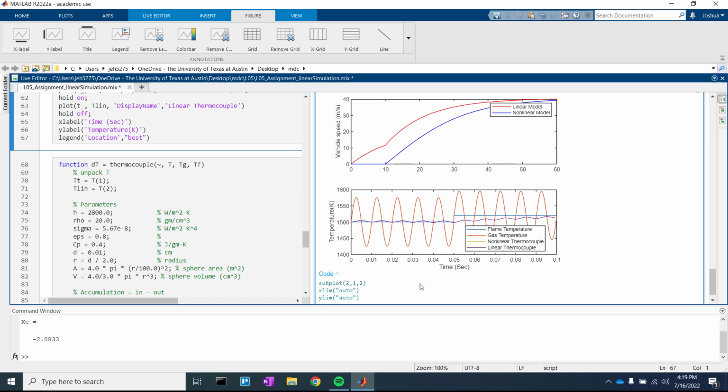So there you have it. Thanks for sticking around. Hopefully this helped make sense of why linearization is important and how you can do it.